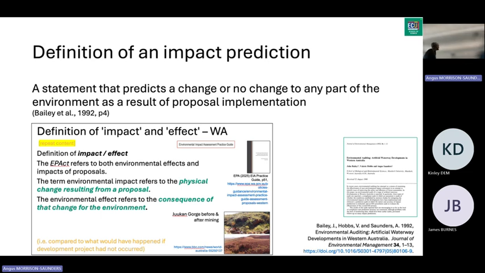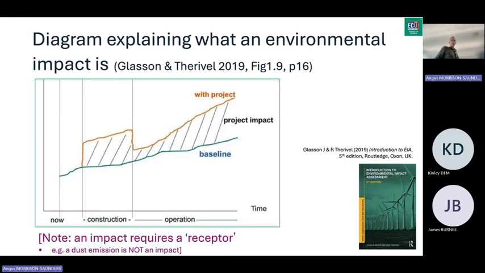If we didn't have this development project, we would not have this change occurring. But you can also, of course, predict that something will not occur, to put people's minds at rest. Here's a diagram that explains the same thing.